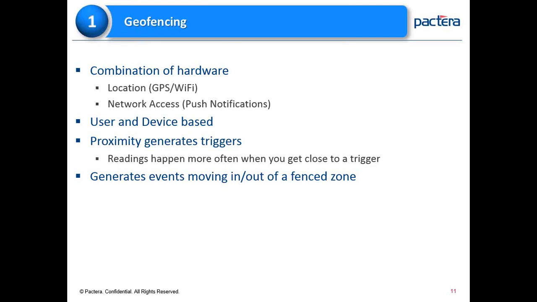There's not a server that watches where everybody is and sends triggers. And the way geofencing works is when you get close to one of your points of interest, that generates a trigger, and that's an application event. And then finally, you can get events when you move both in and out of one of these fenced zones.